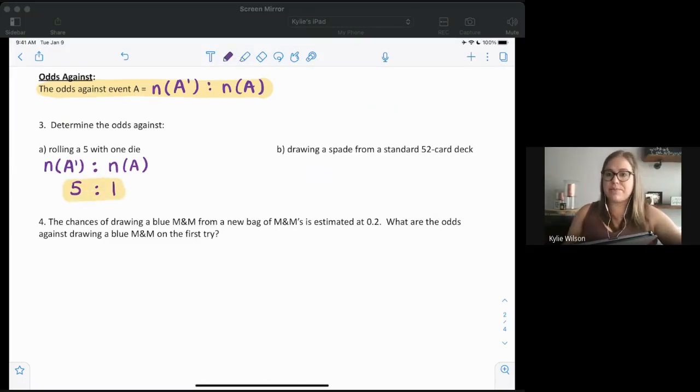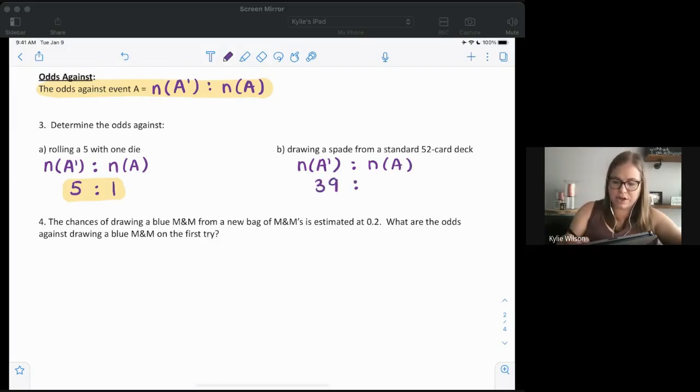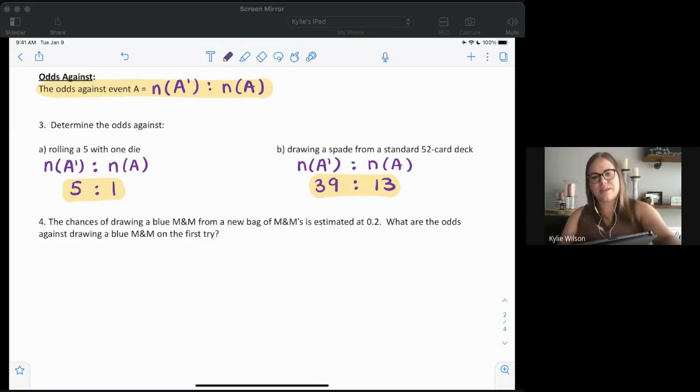There we go. So basically the same as the other one, just swapped. Similarly here, drawing a spade from a standard 52 card deck. So our number of ways we could not pick a spade and the number of ways we could pick a spade. There are 39 cards that are not spades and 13 cards that are spades. And there we go. So simple as that, basically just swapped.